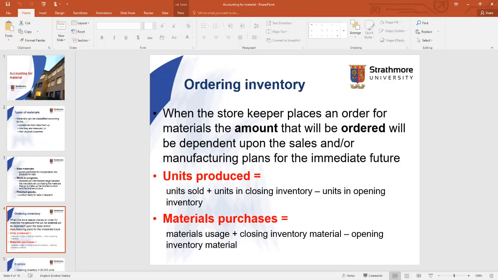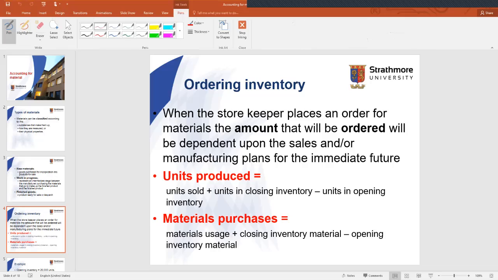Now, how much material must we purchase? Don't forget the material we will be purchasing is dependent on the units that we are intending to produce. So you have to tie those two together. The material we'll be purchasing is dependent on the units you'll be producing, as well as, of course, the material you had in stock at the beginning of the month. The material that you want to purchase is equal to the materials that will be consumed during the time period. Of course, this is based on the number of units you intend to produce.